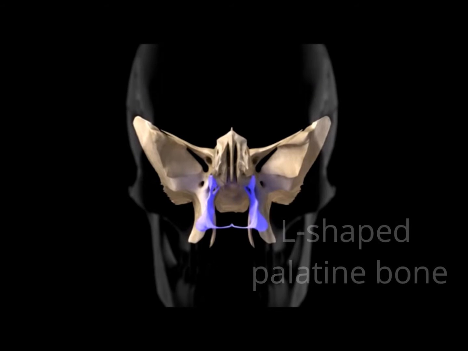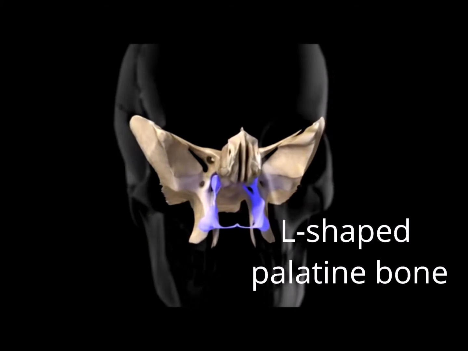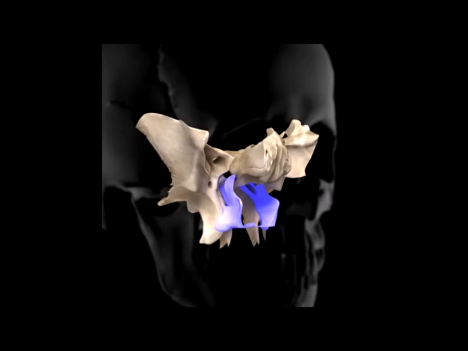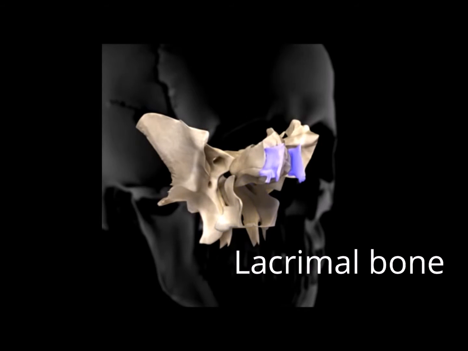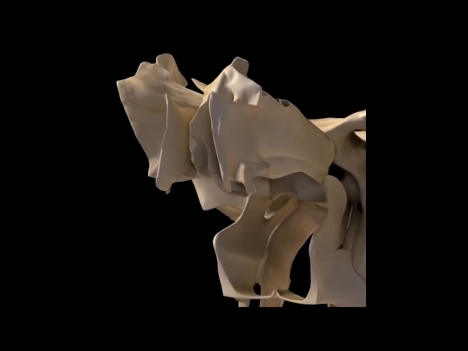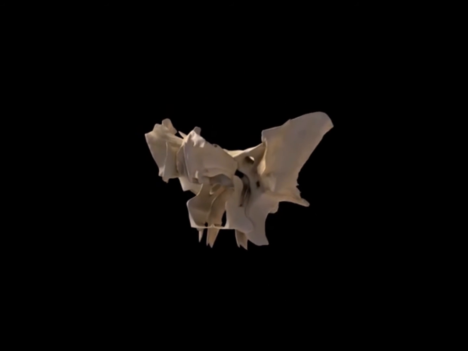The 2 L-shaped palatine bones form the posterior third of the hard palate, part of the nasal cavity, and a portion of the orbit. The small, thin lacrimal bones make up the anterior portion of the medial wall of each orbit. A groove known as the lacrimal groove helps to form the nasolacrimal canal, which contains a duct that allows tears to travel to the nasal cavity.